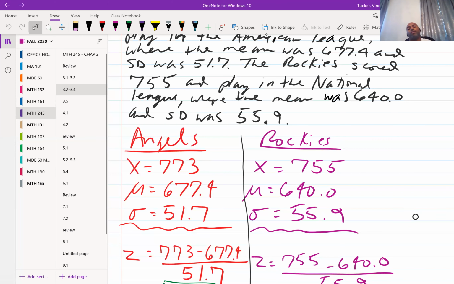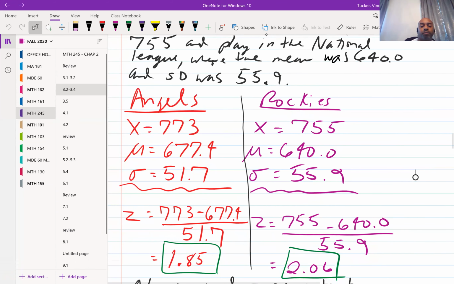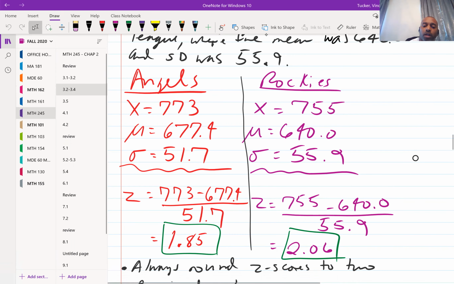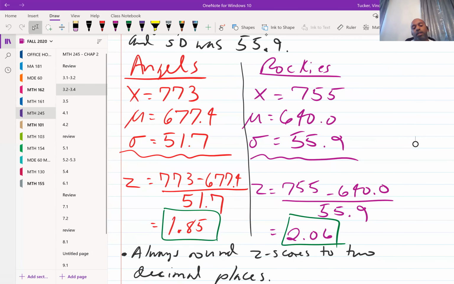All right. So to convert them to z-scores, you take your data value, which is x, minus the mean, divided by the standard deviation. So that's what I did in both cases. 773 minus 677.4 divided by 51.7 gives us 1.85. Then 755 minus 640 divided by 55.9 gives you 2.06. And then also right there, that bottom sentence: always round your z-score to 2 decimal places. That's going to matter later on, so we might as well get into practice right now. We round our z-scores to 2 decimal places.